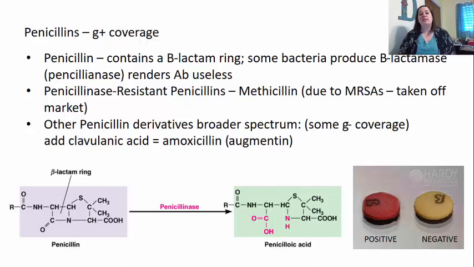Penicillinase resistant penicillins like methicillin, this one is taken off the market due to the methicillin resistant Staphylococcus aureus. All right, so some of these get removed from the market due to the fact that they can overcome the drug very easily. Other penicillin derivatives are broader spectrum. Some will cover some gram negatives, but they have to add clavulanic acid, as in amoxicillin Augmentin, to the penicillin.